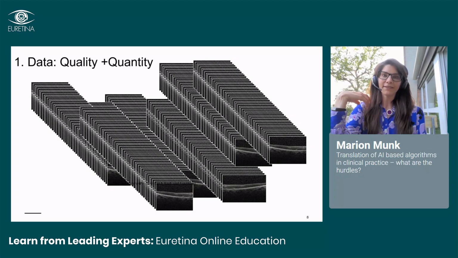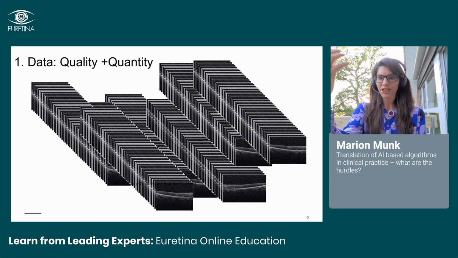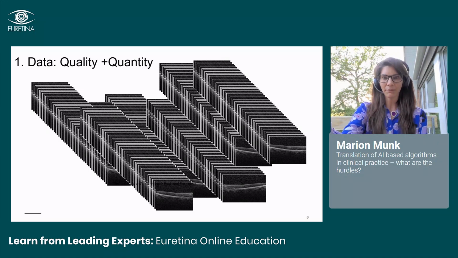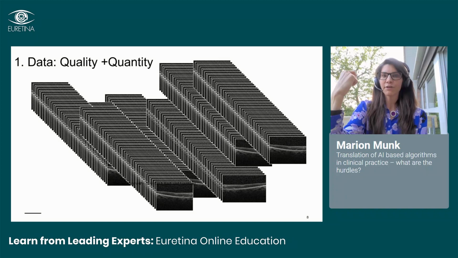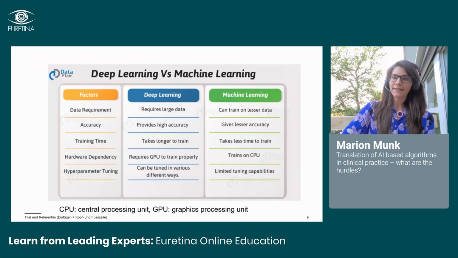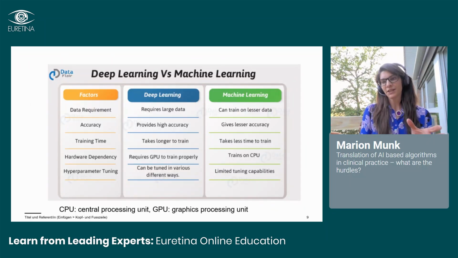So, what are the reasons when we look at the high numbers of academic articles which have been published and which are still being published, but there's only a limited number of approved algorithms which are available for clinic? What is the reason for that? So the reason for that is first the data, the data quality and the data quantity. And I will go into detail a little bit here.